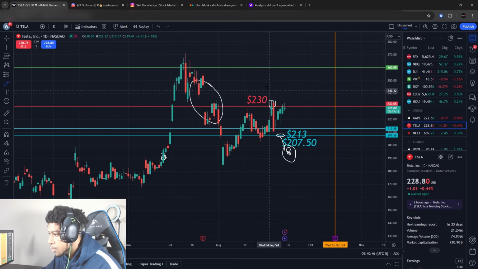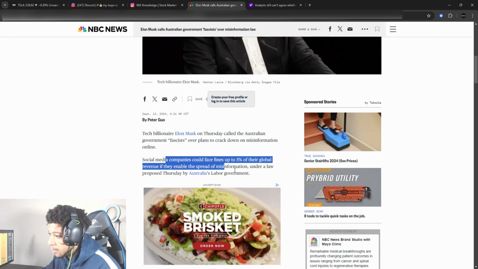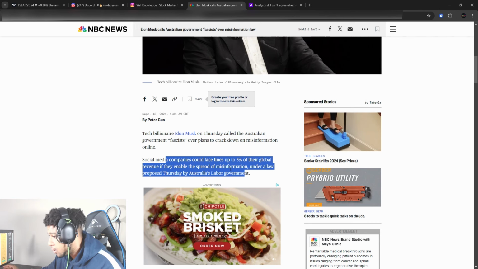Now, before we go over some more stuff, as y'all know, with Elon Musk, there's some stuff with Australia and the Labor government and all this. They're saying social media companies could face fines up to 5% of their global revenue, which is crazy, by the way, if they enable the spread of misinformation. Y'all know Elon owns Twitter, well, X. So that's going on. Also, the Brazilian stuff going on. Also, him and Kamala, him and Trump.